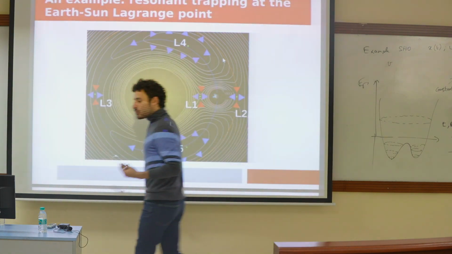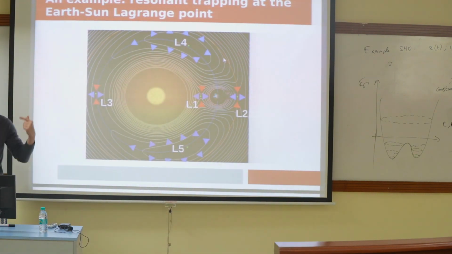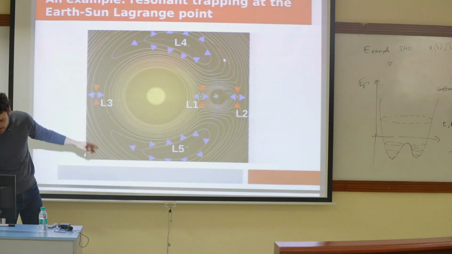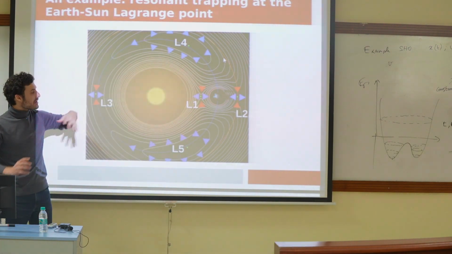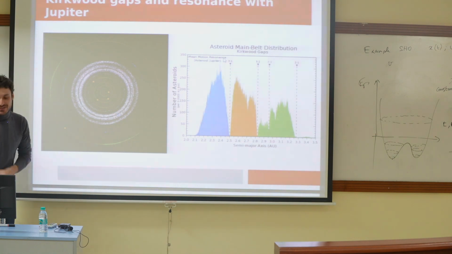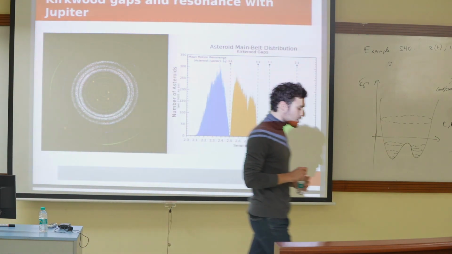So okay, we've seen what's known as time-dependent perturbation, right? And now we've seen how it can actually lead to stabilizing a system, right? That's the first thing. But it also can have destabilizing influences. So this is a problem that's known as the Kirkwood gaps.